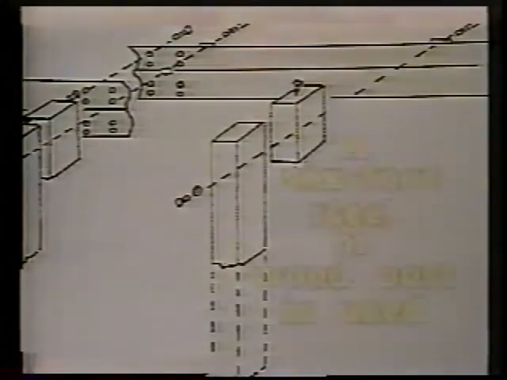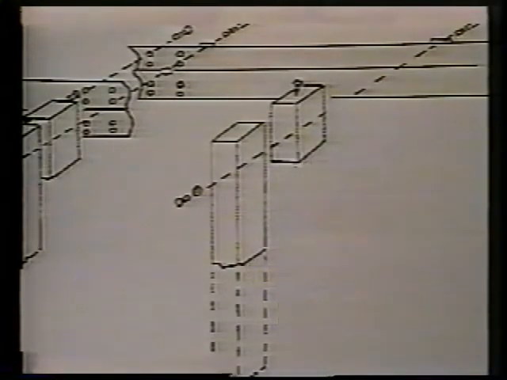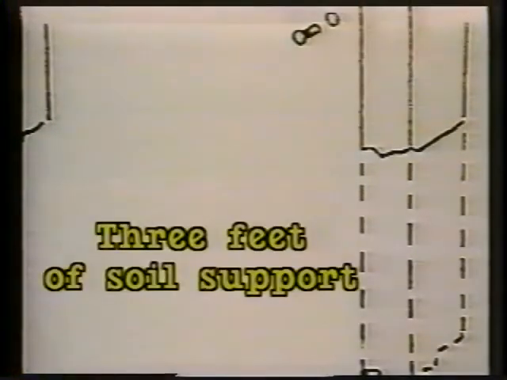Although mounting height standards vary from state to state, most use standard 6-foot steel or wood posts and mount the guardrail at a height from 27 to 30 inches. This height allows 3 feet of soil support for the post.